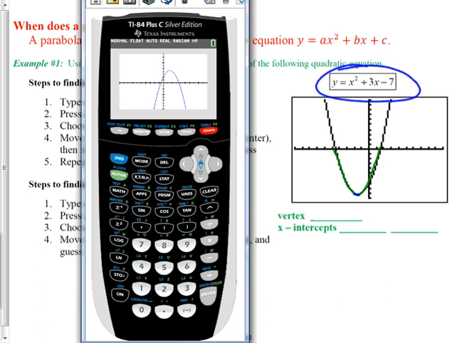It was negative 0.56. If you're coming up with a different answer, you might want to double check that your original equation says negative x squared plus 3x minus 2.